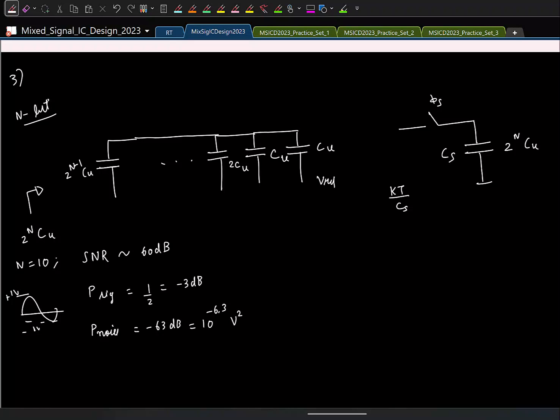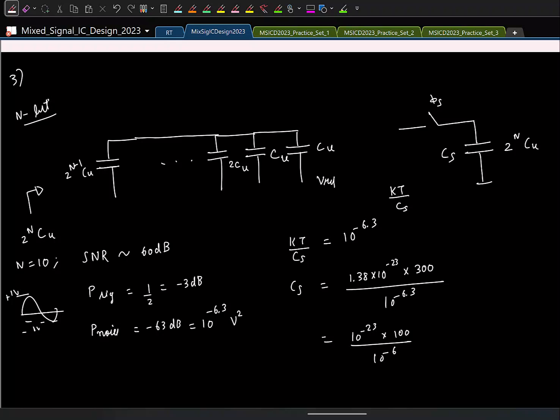Okay. Now I want this kT by CS to be equal to 10 power minus 6.3. Let's do a rough calculation. So this has to be kT. k is the Boltzmann constant, T is temperature in Kelvin. We'll look at room temperature. Again, let's do a back of the hand calculation, right? Let's say this is 10 power minus 23. This is 100. It's 10 power minus 6. Yeah, that's what. How much is it?